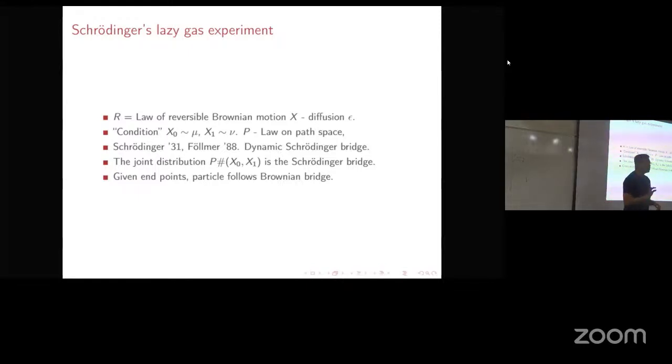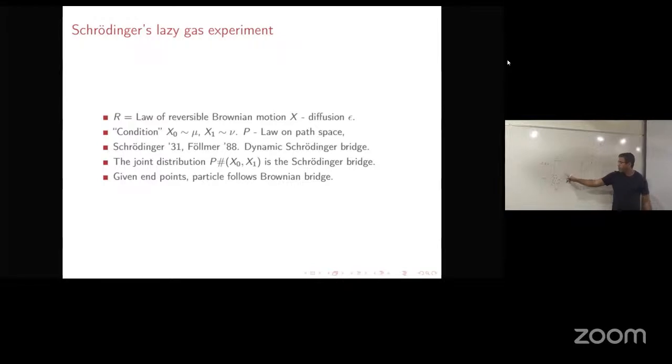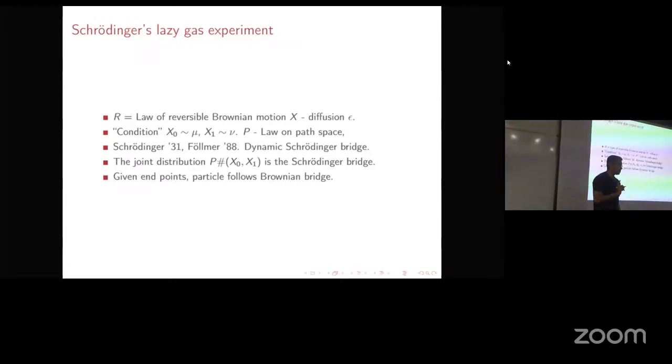The answer to this beautiful problem is that for any positive epsilon, what you get is the Schrödinger bridge, which means that the joint distribution of the molecule position here and that position there is actually given by the solution of this entropy regularized optimal transport problem. It is non-trivial, but it is true.